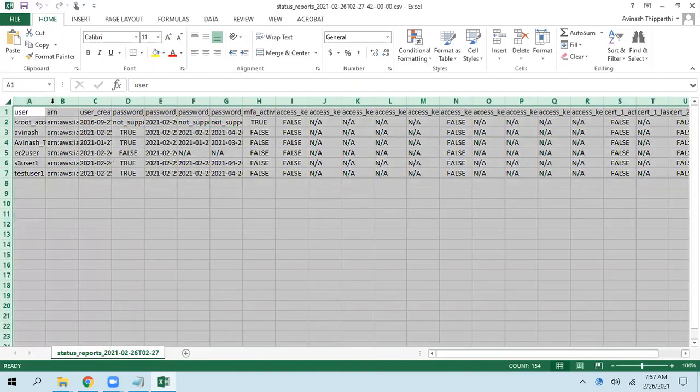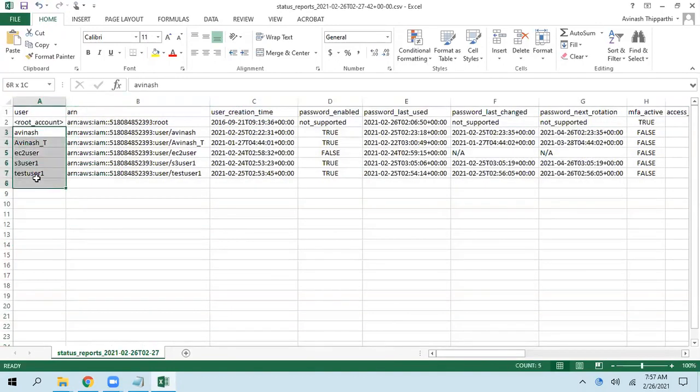Apart from the root user, see how many IAM users we have, when the user got created, and whether the password is enabled or not at the moment. For one user, I have disabled the password. See this, it is showing as false here. It shows when the password was last used, whether the password got changed, and when he needs to rotate next. So it is going to show you that information.